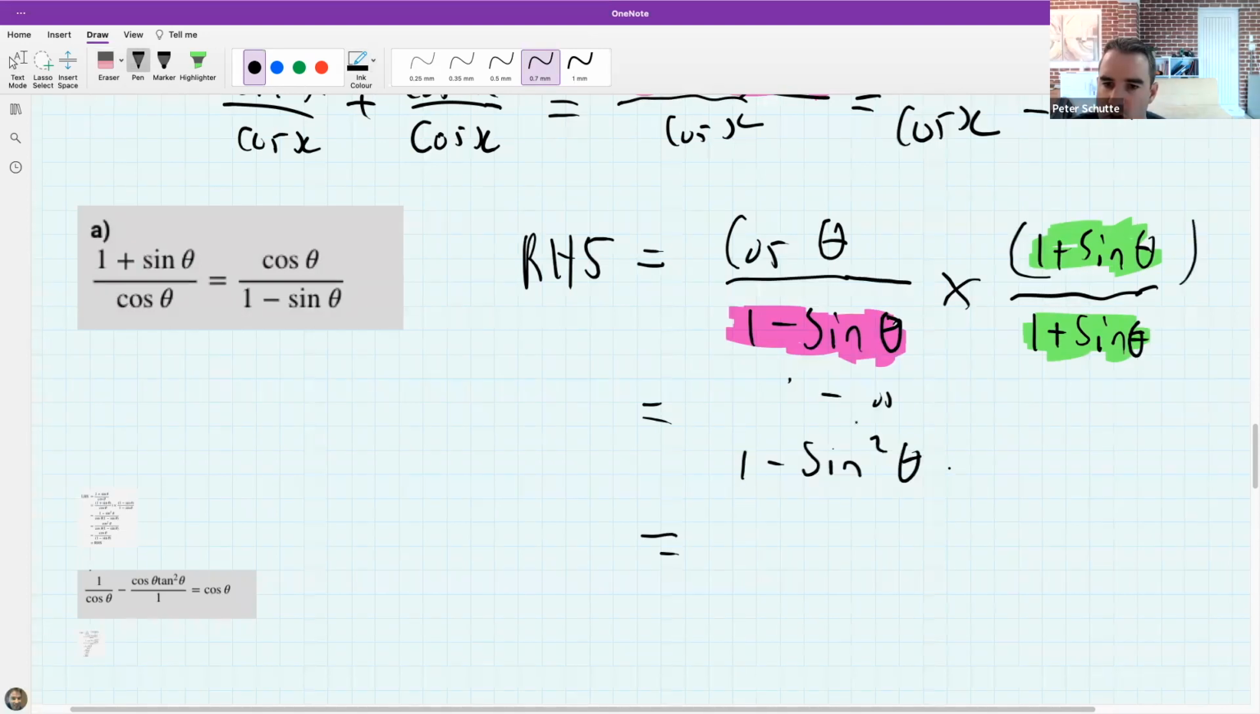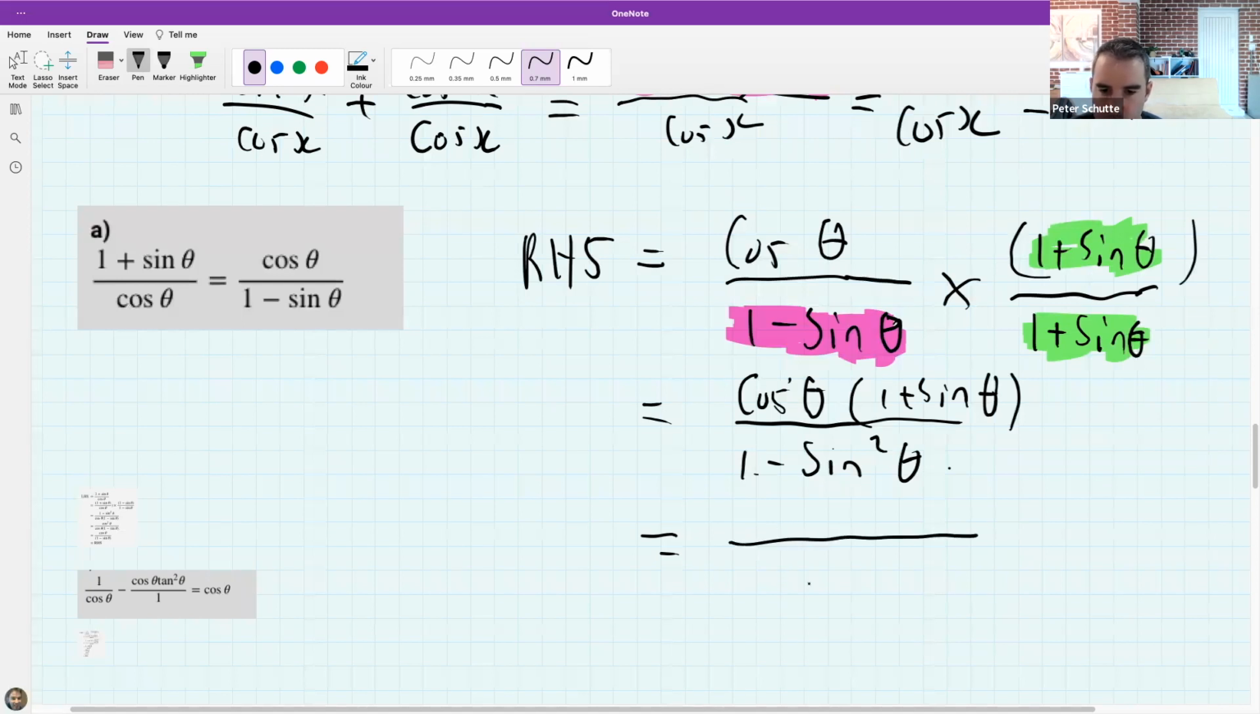Let's see if this would work. So what I'm going to do is, as Lebo is pointing out, I'm not going to multiply out the top bit. So all I'm going to do is leave it like it is. But on the bottom, what is 1 minus sine squared theta? Do you agree that that's cos squared theta? So this is going to be cos squared theta. And then over here, we're going to have this, like that.